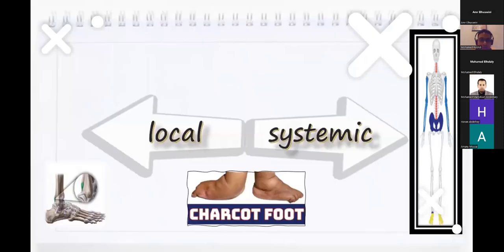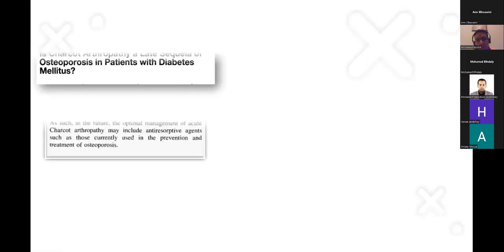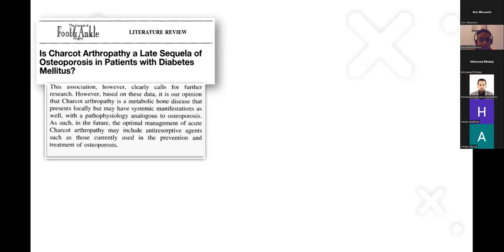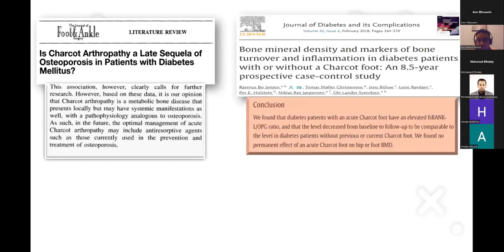So the question is, is osteoporosis a local disease just affecting the foot of the diabetic patient, or is it a systemic disease sharing the same pathophysiology as osteoporosis? Many review articles have been published showing that Charcot syndrome could be a late sequel of osteoporosis, depending on sharing the same mechanism. This was published by the end of the last century.